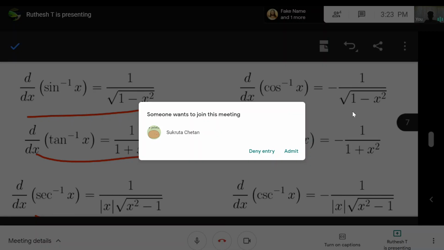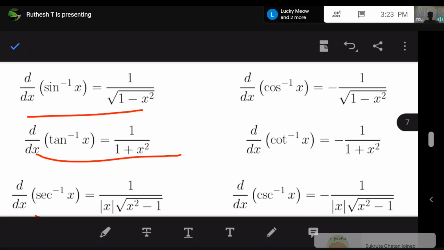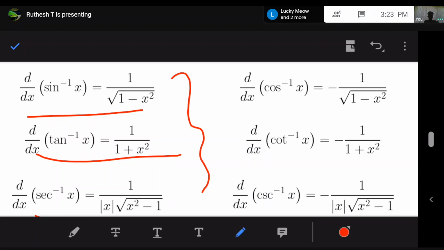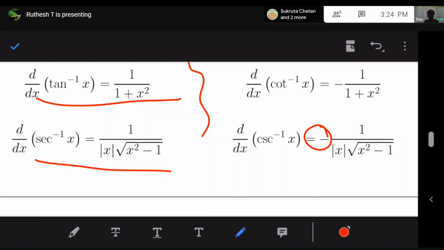So instead of remembering all 6 formulas, all you have to do is remember these 3, because cosine inverse is just negative of the derivative of sine inverse. Cotangent inverse is just the negative of the derivative of tan inverse. And the derivative of cosecant inverse, it's just the negative of the derivative of secant inverse.